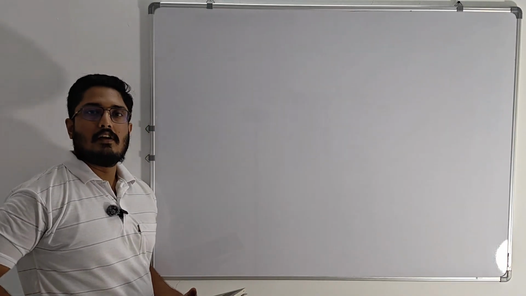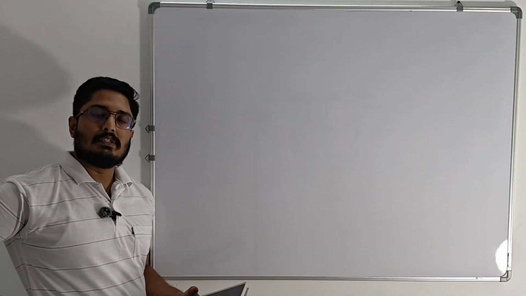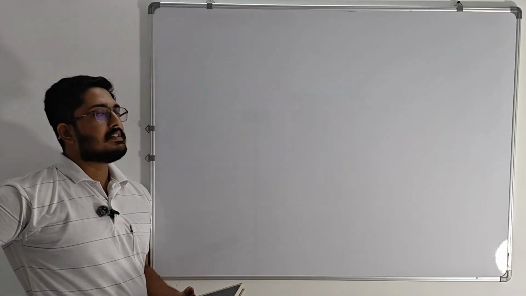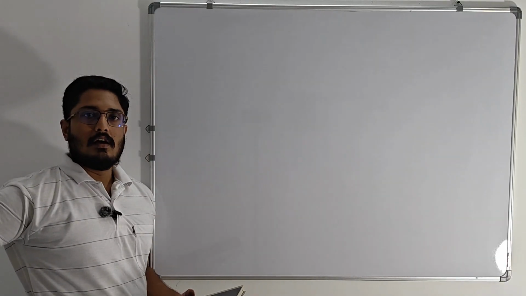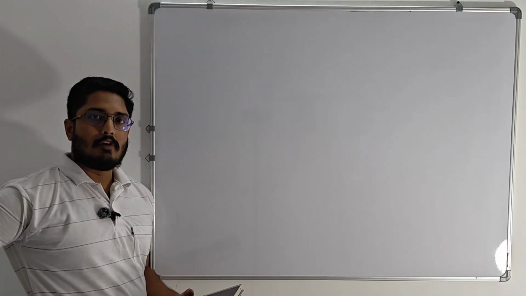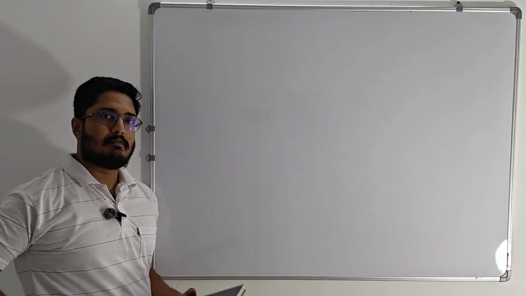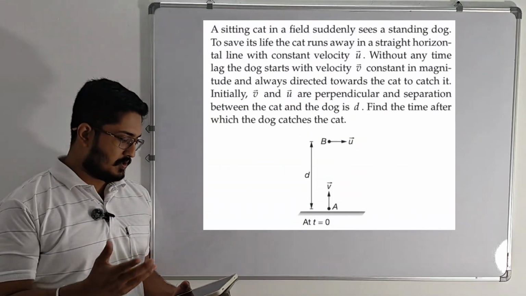Yes, so hello everyone. Today we'll be discussing another question based on relative velocity. This question's title would be the cat and dog question. It's a famous question. This is also similar to velocity of approach like our previous video, but with a slight small change. Let's see the question first.